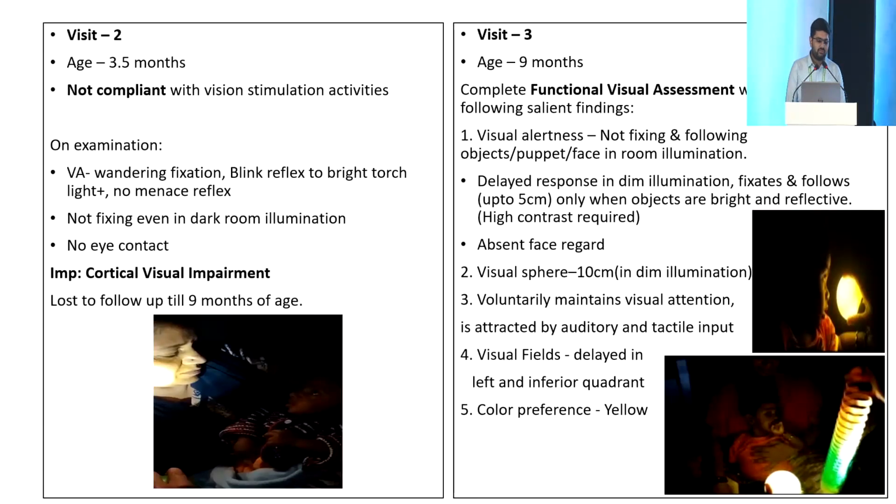The child was lost to follow-up till 9 months of age when he followed up, and a functional visual assessment was done. Visual alertness still was not fixing or following objects. There was a delayed response in dim illumination and he was fixating only to well-lit bright objects up to a 5 centimeter area, and there was no face regard. Visual sphere was only 10 centimeters, that too in dim illumination, and the visual fields were delayed, and color preference was there, which was yellow.